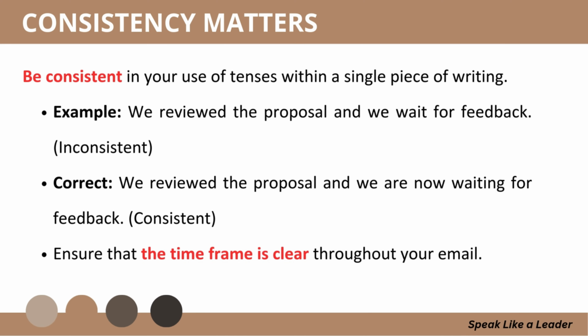Consistency matters, and you need to be consistent in your use of tenses within a single piece of writing. For example, when you say, we reviewed the proposal and we wait for feedback, it's incorrect and it's inconsistent because we refer to 2 different actions happening at different time frames. The way you should write this is we reviewed the proposal and we are now waiting for feedback. You have to ensure that the time frame is clear throughout your email.